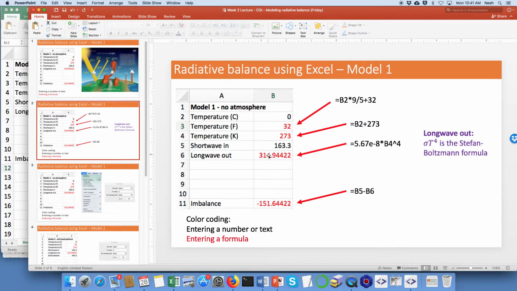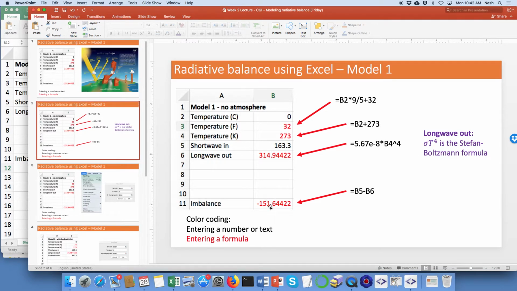And the longwave out, that's what we're going to calculate using the Stefan-Boltzmann formula, which, remember, is sigma times T to the fourth. Well, that's the temperature field right there in Kelvin, and sigma is 5.67 times 10 to the minus 8th. So we've entered this formula: equals 5.67 times 10 to the minus 8th times B4, that's the temperature in Kelvin, raised to the fourth.